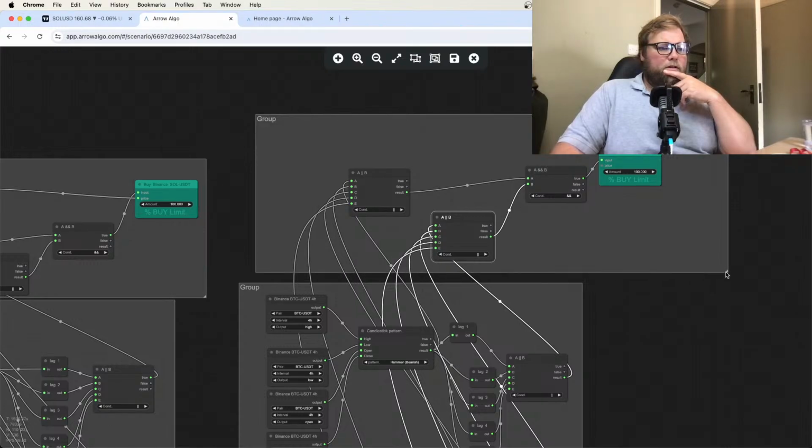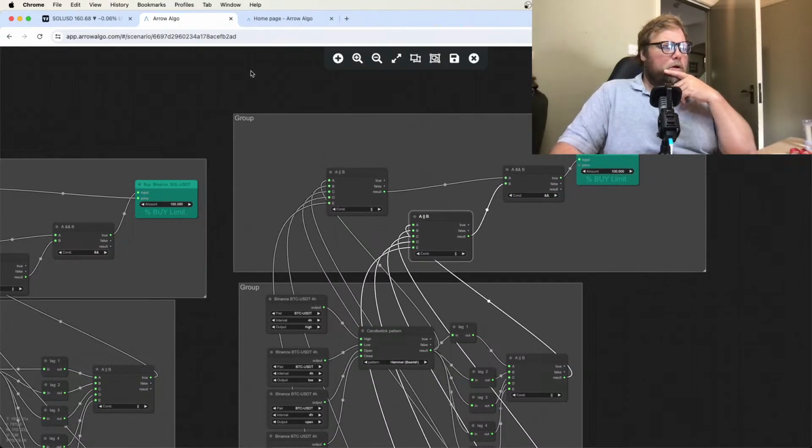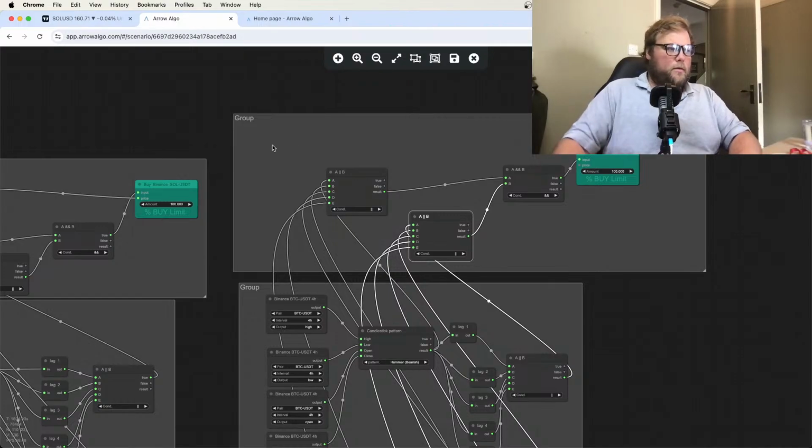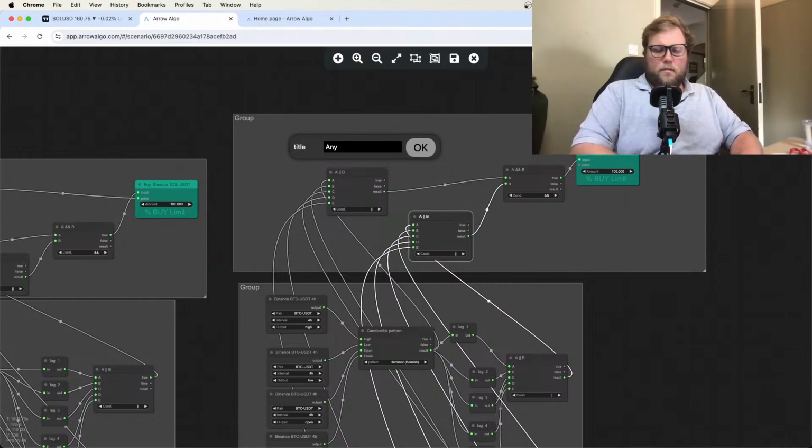Let's create a group for this group of blocks. And similarly, we're going to call this any bear candle in the current and last 6.